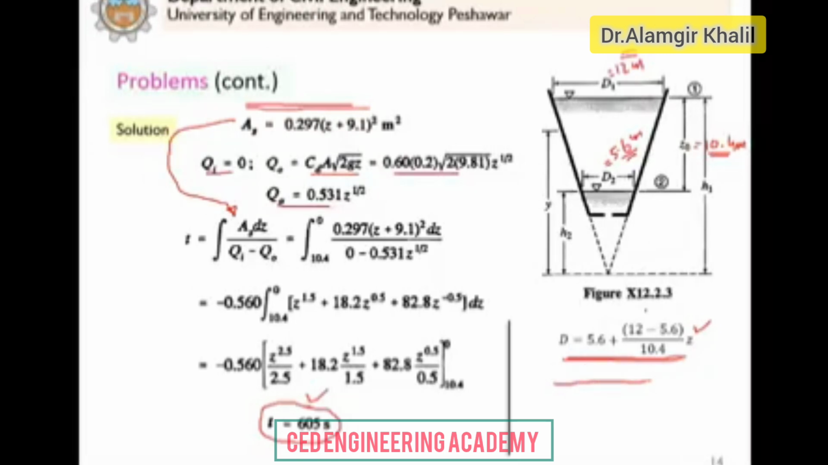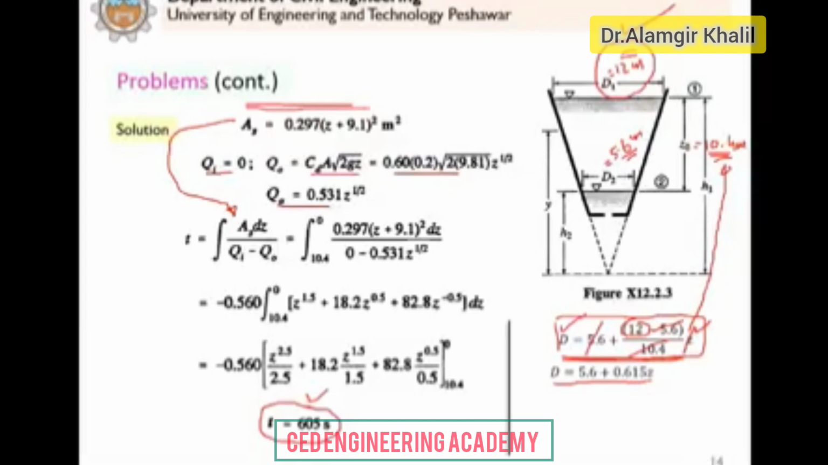If you want to check whether this equation is correct or not, let's say I want to calculate the diameter here. Let us calculate this value. When the diameter is 12 meter, what is Z? Z is 10.4. When you put 10.4, this cancels with this 10.4, and the 5.6 cancels with minus 5.6. What are we left with? Diameter is 12 meter, and this is 12 meter.